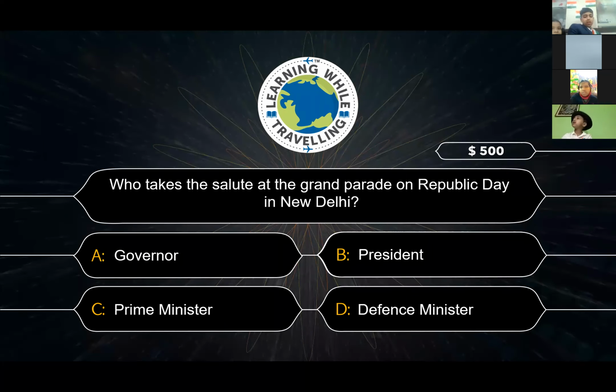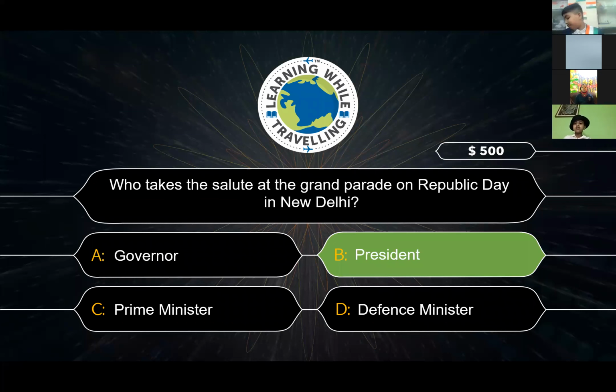Arav B, Usru Ayushi B, Supriyo B, Vivek B, Arush B, Rakshita B. Lock option B, President. Is the correct answer?